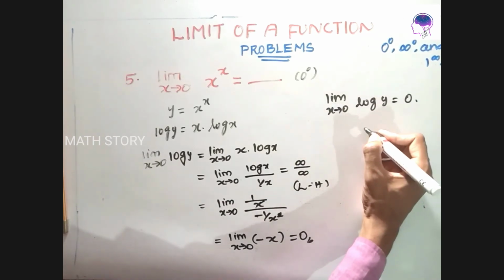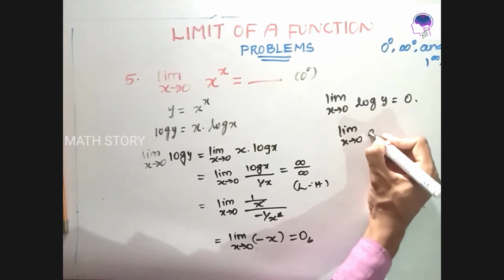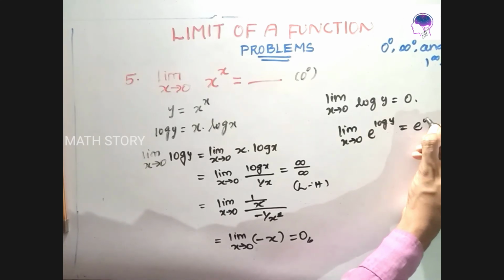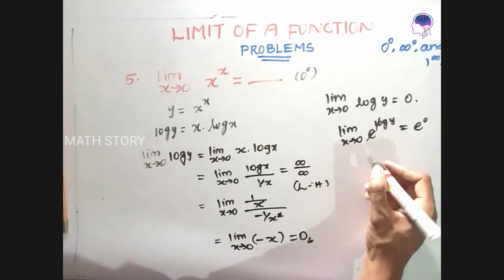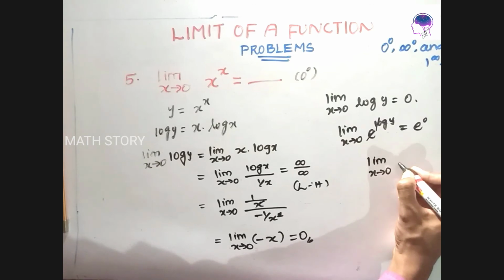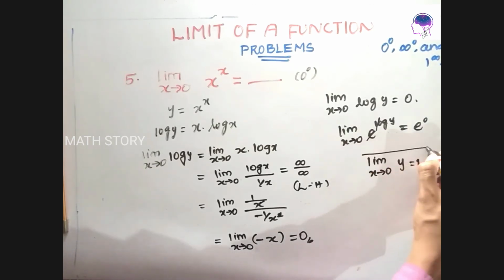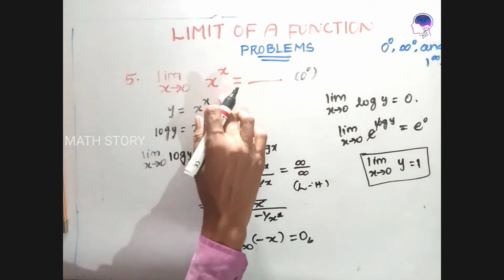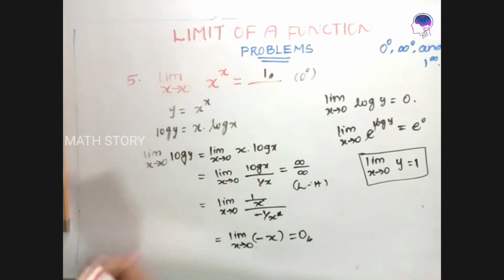I take exponential on both sides, the limit as x tends to 0 of e power log y equals e power 0, and we can cancel out this exponential and log, and we get the limit as x tends to 0 of y equal to 1, right? That means the limit as x tends to 0 of x power x is the value 1.